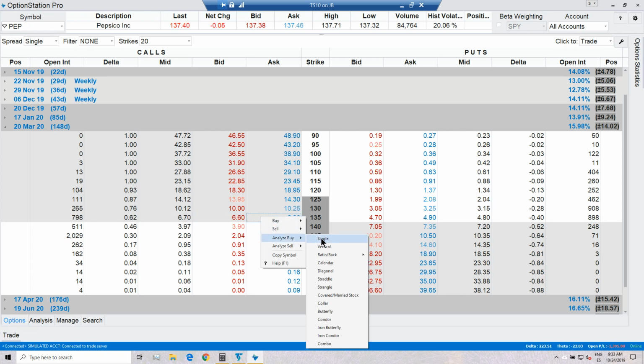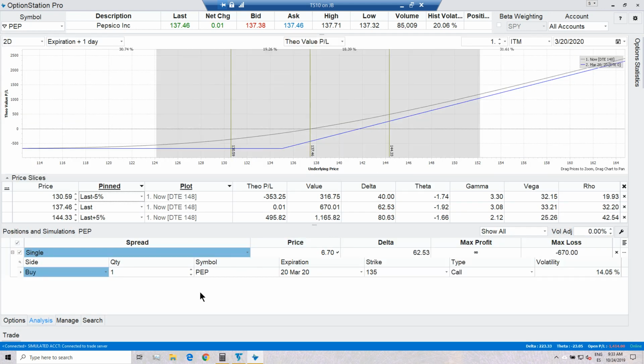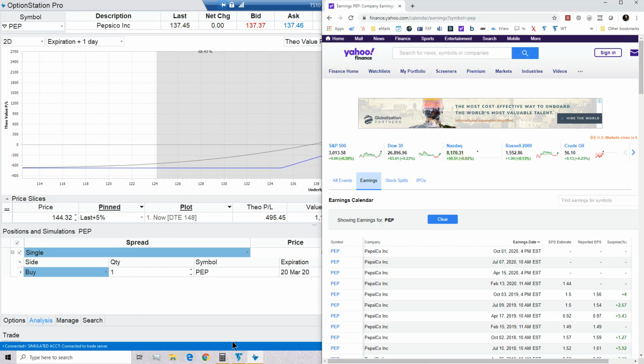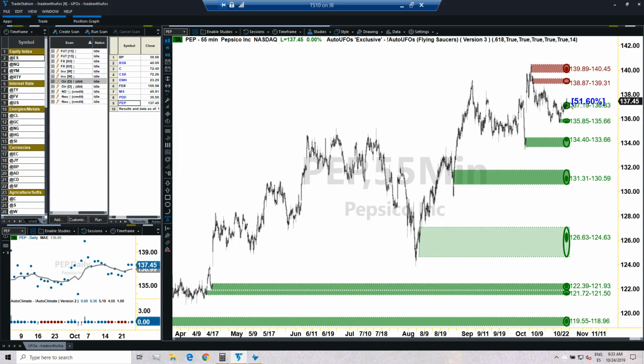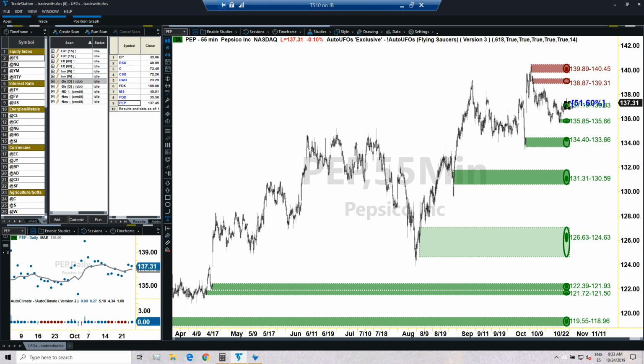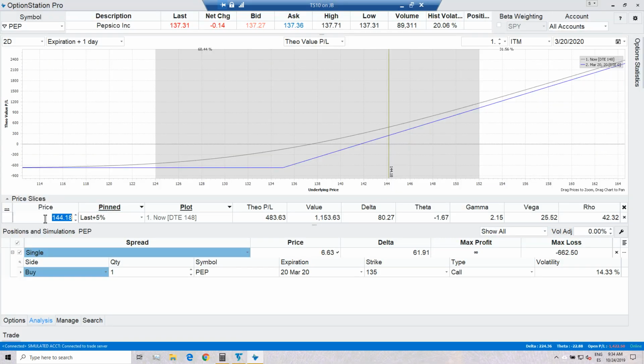Now this trade will be a single option. It's gonna be a single call. It will not be a spread because we don't have a target. And because we don't have a target, we're just gonna use a single option. For entry purposes, we are gonna use this UFO, which has a beginning price at 137.32. So actually we are meeting entry as we speak. 137.32, we are meeting entry as we speak.